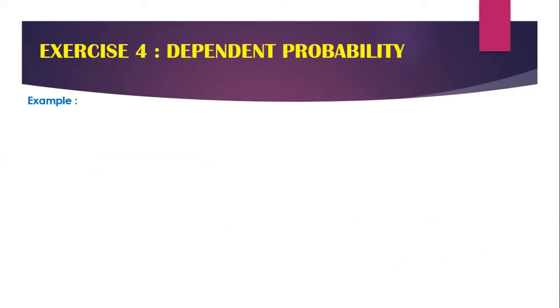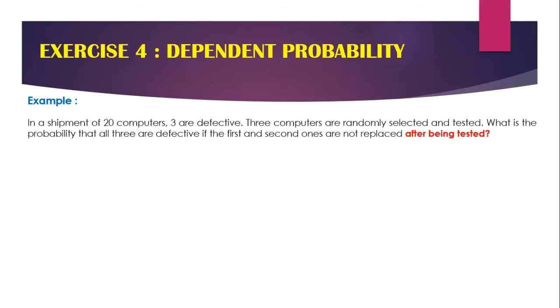Exercise 4. This is talking about dependent probability. In a sequence of 20 components, 3 are defective. Three computers are randomly selected and tested. What is the probability that all three are defective if the first and the second ones are not replaced after being tested?